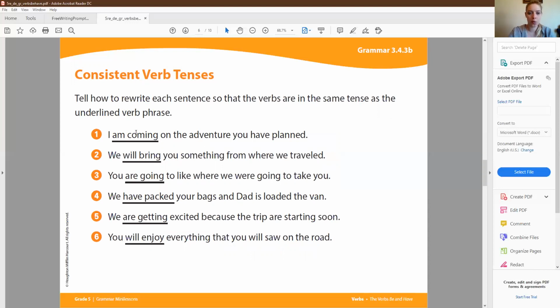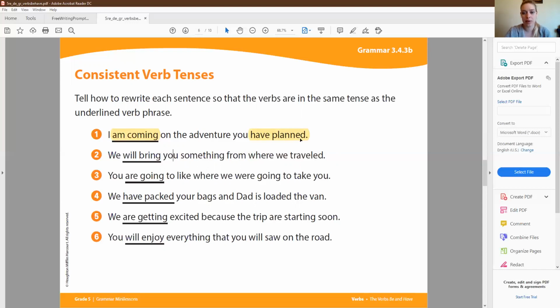So we look at number 1, it says, I am coming on the adventure you have planned, okay? So I am coming. When we look at I am coming, we know that is future tense. It hasn't happened yet. She's saying she is coming, on the adventure you have planned. But when we look at have planned, that is in the past tense. So these do not match. So I need to change have planned to represent that future tense.